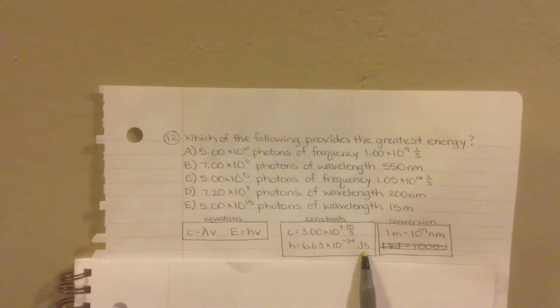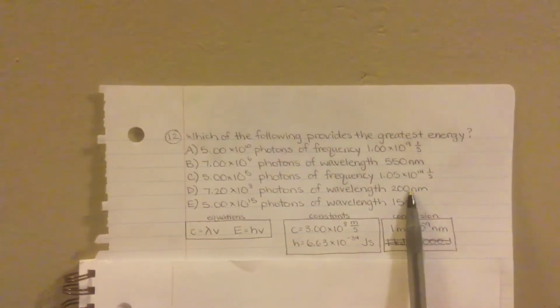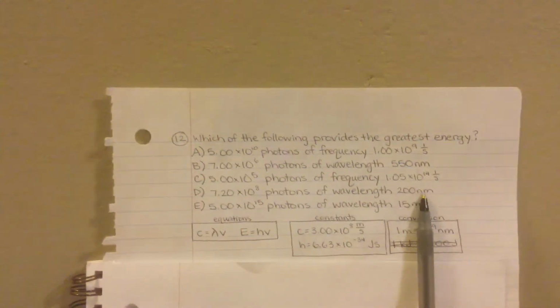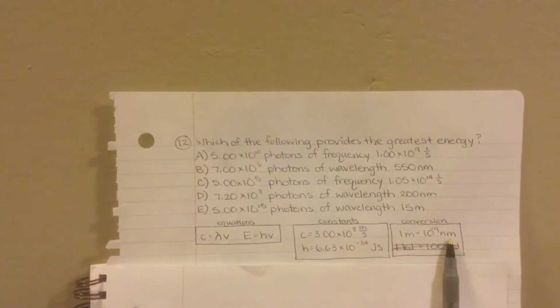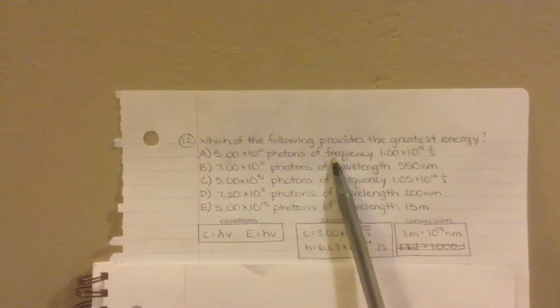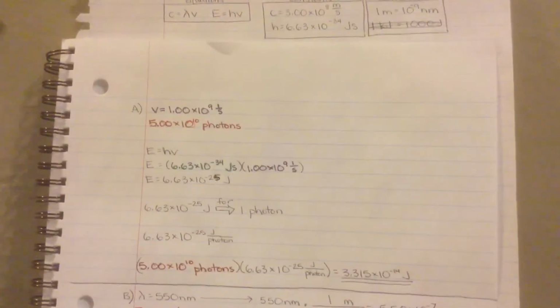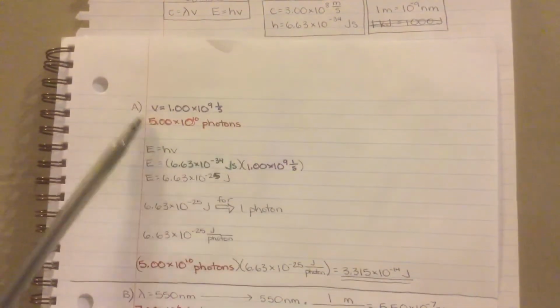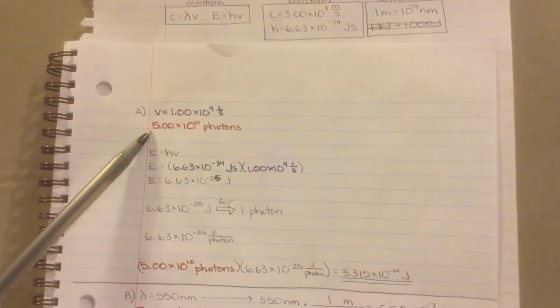And then we're going to need one conversion for this, and that is when we go from nanometers to meters in B and in D. So 1 meter equals 10 to the negative 9 nanometers. Okay, so now for the first one, they give us the number of photons and they give us a frequency. So down here on A, we have our frequency and we have the number of photons.